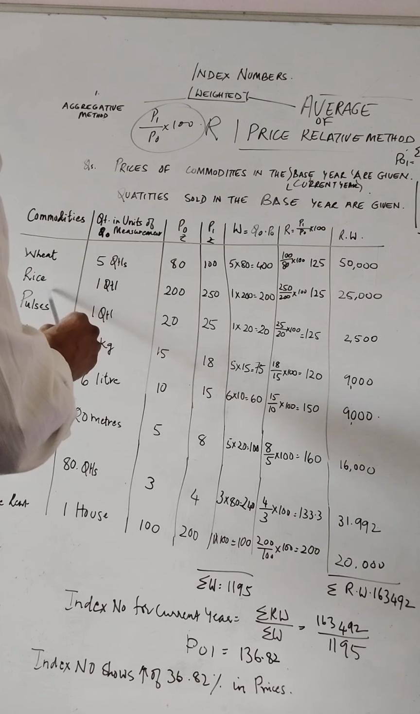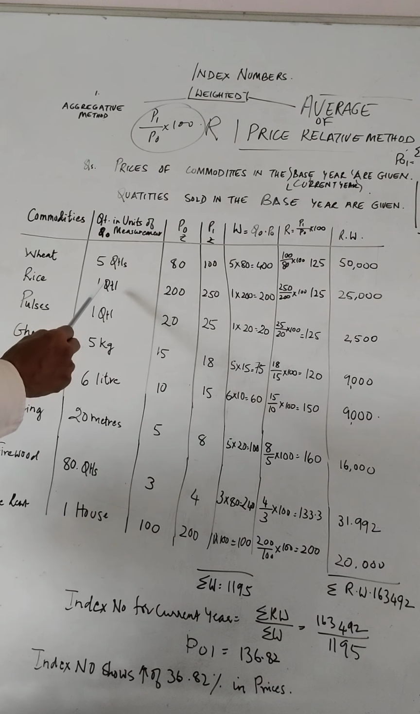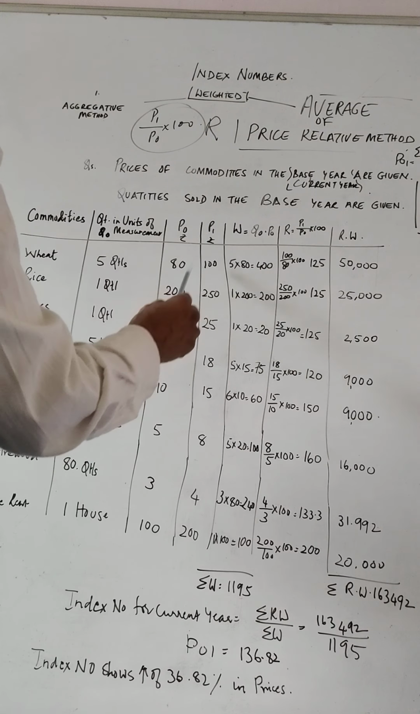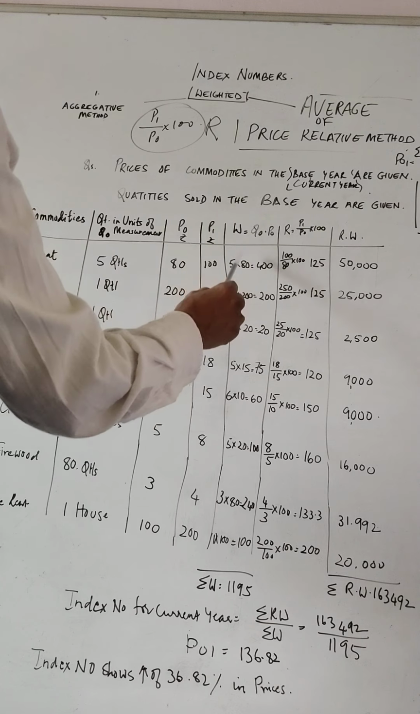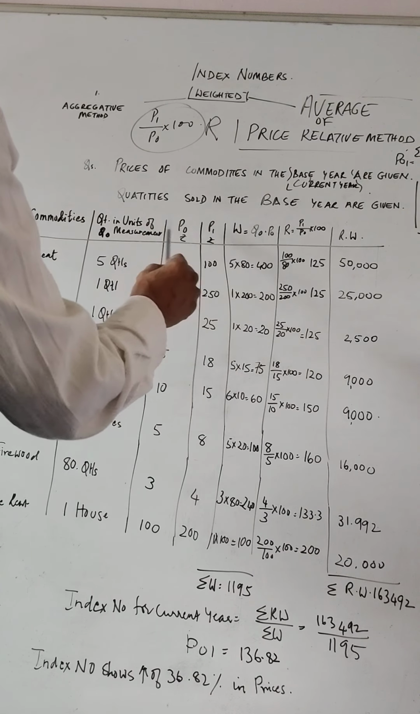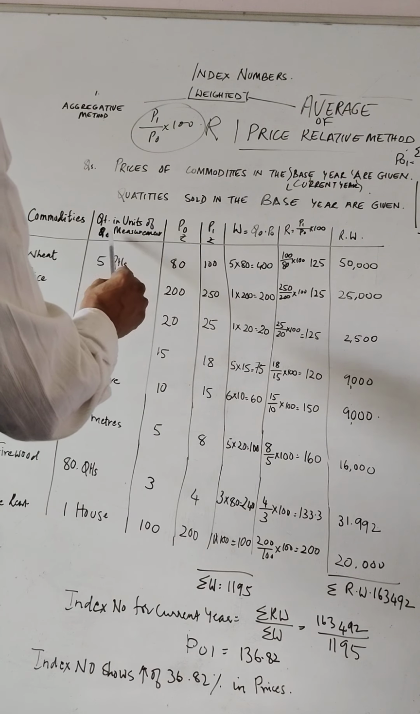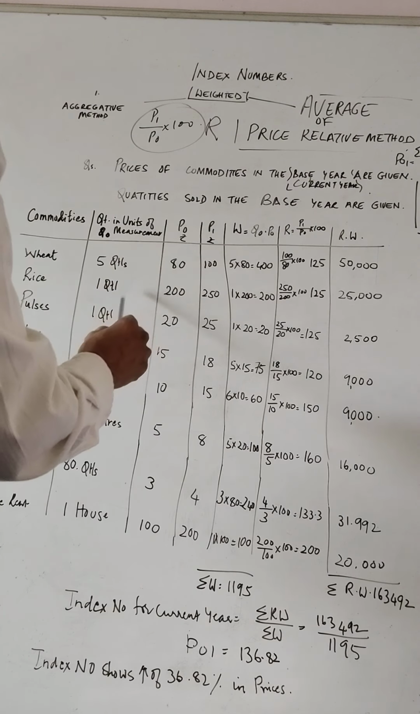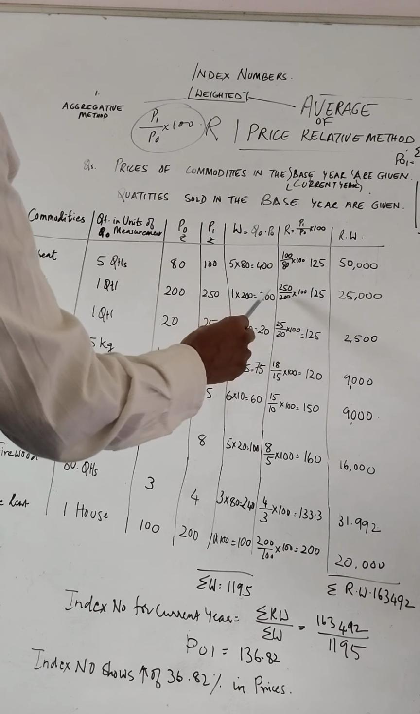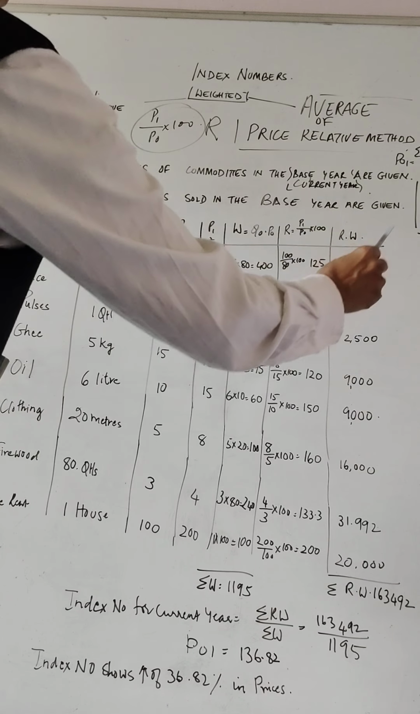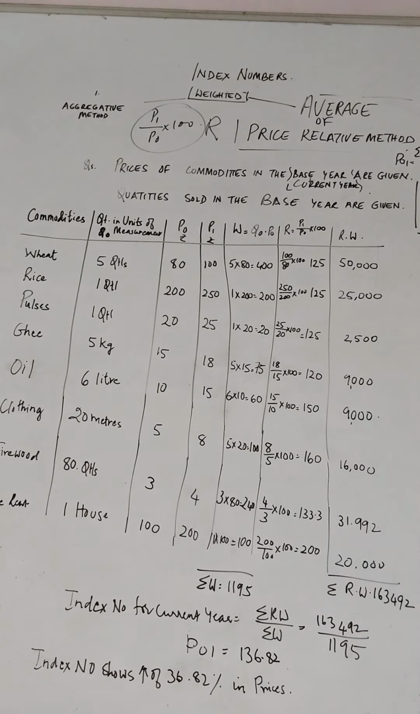Alright, next, rice. The second commodity is rice. Quantity in units of measurement, 1 quintal. The price in the base year was 200, and in the current year is 250. We will work out the weights, that is Q0 into P0, base year quantity into base year prices. So 1 into 200 is 200. Also now we are going to work out the relative. Remember the formula R. The relative we have to work out.